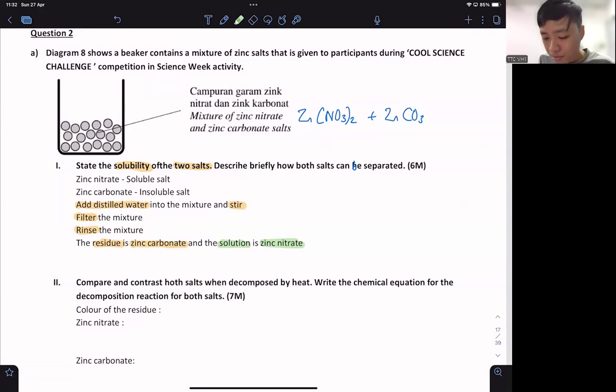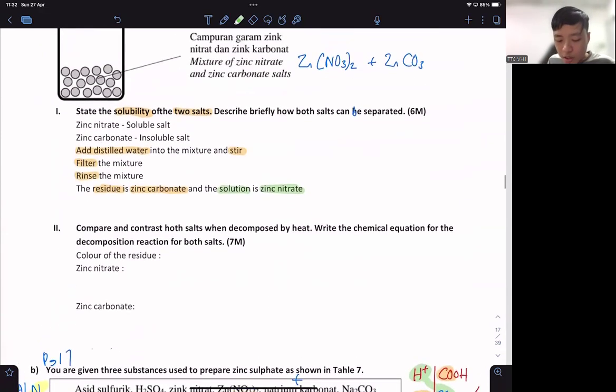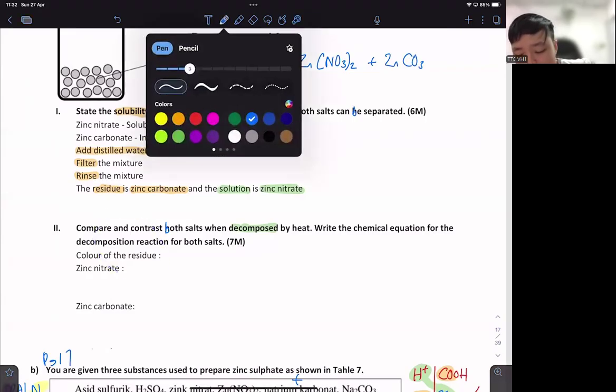Okay, this one, compare and contrast both salts when decomposed by heat. Write the chemical equation for the decomposition reaction for both salts. What are the differences? In this case, compare and contrast means you talk about the similarities and the differences.